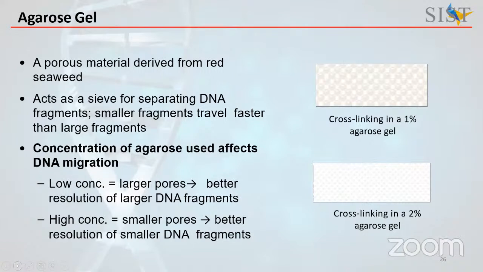In case we need to separate a small DNA fragment, we should use a 2% agarose gel for the gel electrophoresis. And if it's a comparatively large DNA fragment, we can use a 1% agarose gel. So the low concentration creates large pores and therefore better resolution for larger DNA fragments, and the high concentration makes smaller pores, therefore giving better resolution of smaller DNA fragments.